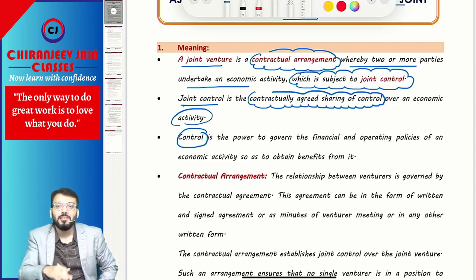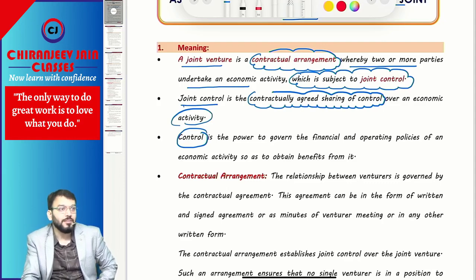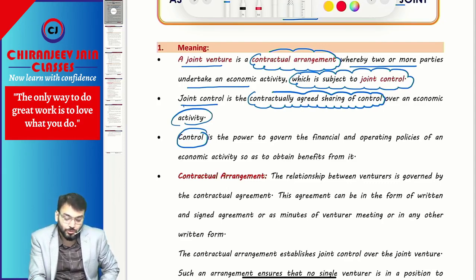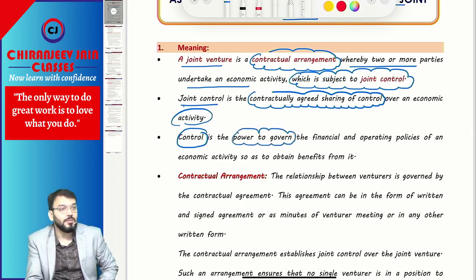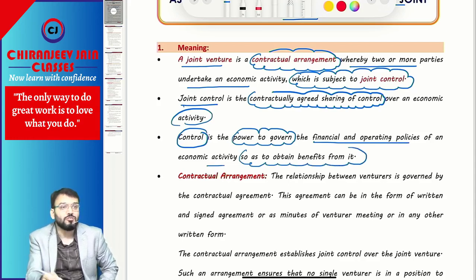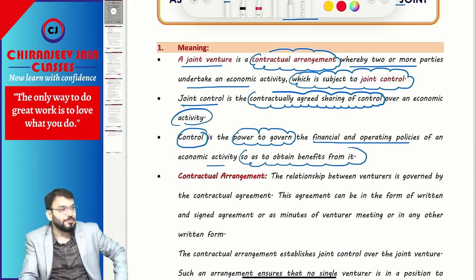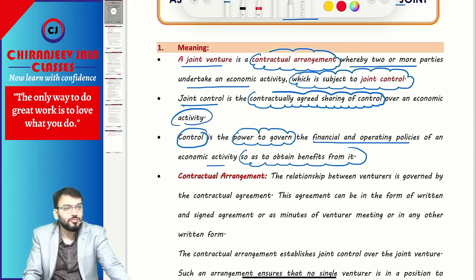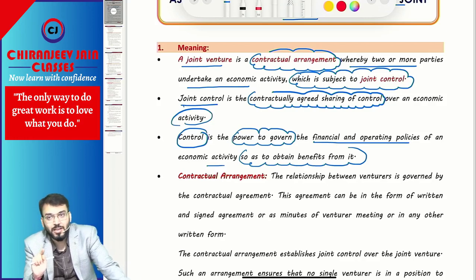So in my academy I have the governing power. So it means I have control over the entity. Yes or no? So control is the power to govern. Power to govern what? The financial and operating policies of an economic activity so as to obtain benefit from it. So as to obtain means so as to generate profit. Benefit means what? So as to generate profit only. Correct? Yes sir.